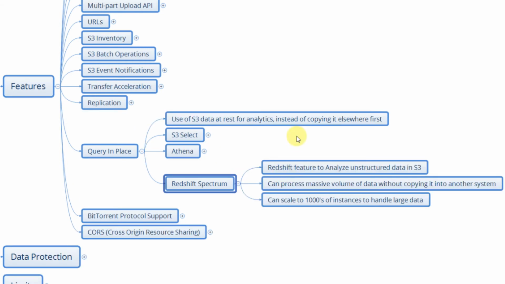And Redshift Spectrum is a feature to analyze unstructured data. It can process massive volumes of data without copying it to another system, and it can scale to thousands of instances to handle very large amounts of data.